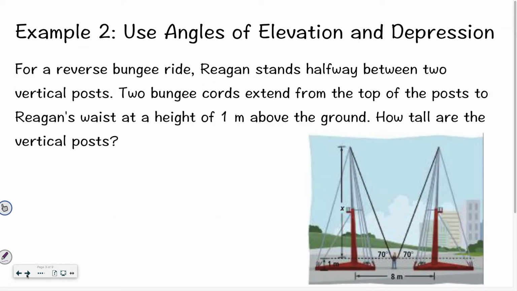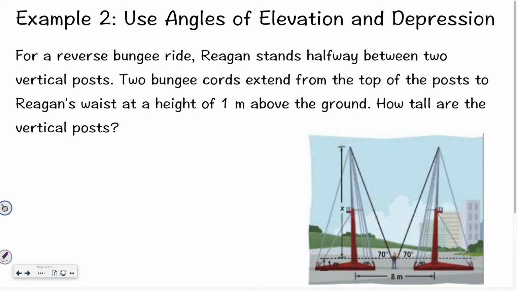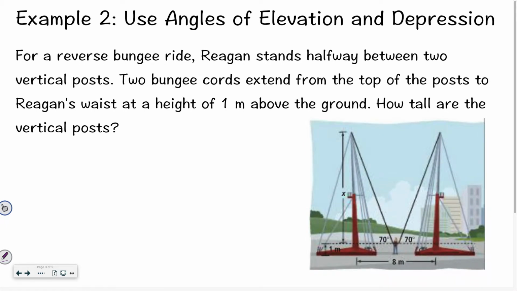Now, let's do a problem using angles of elevation and depression. For a reverse bungee ride, Regan stands halfway between two vertical posts, and two bungee cords extend from the top of the posts to Regan's waist at a height of 1 meter above the ground. How tall are the vertical posts? We know that between the two posts there is 8 meters, and Regan would be halfway between those two posts.